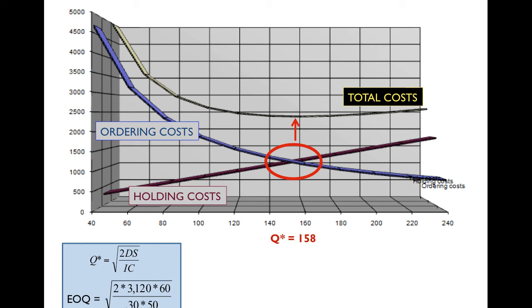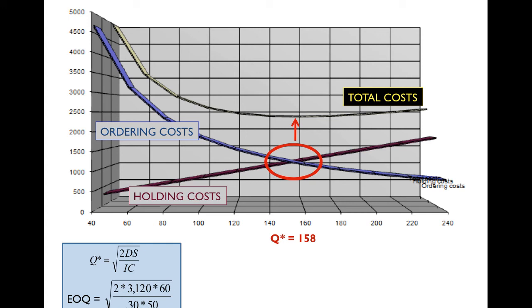The Q star is where the holding costs and the ordering costs are the same, the point at which they cross, and we see that's going to be 158. We derive that using the formula square root of 2DS over IC. Now, importantly here, the capital D again is annual demand. So in the blue box there on the bottom left, D is equal to 3,120. That is the demand per week, which was 60, times the number of weeks in a year, 52, and that's where we get the 3,120.